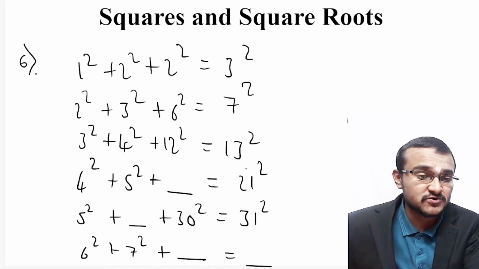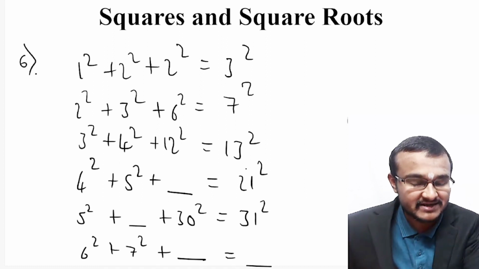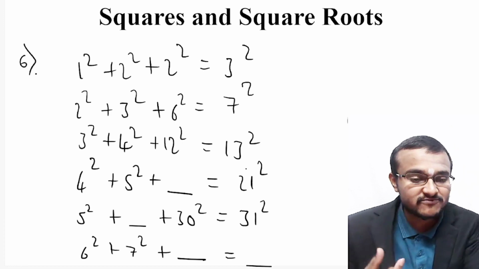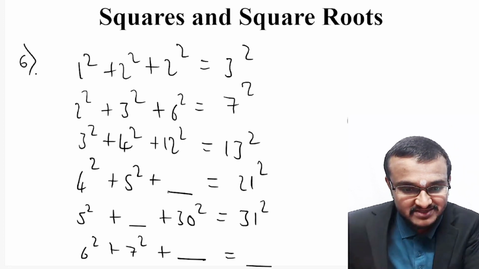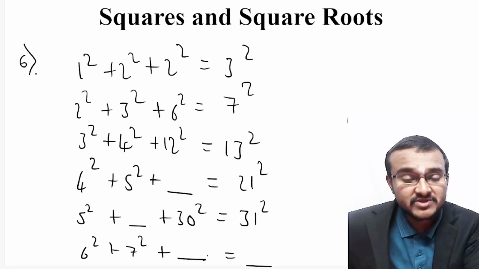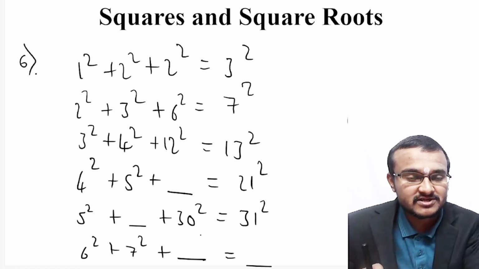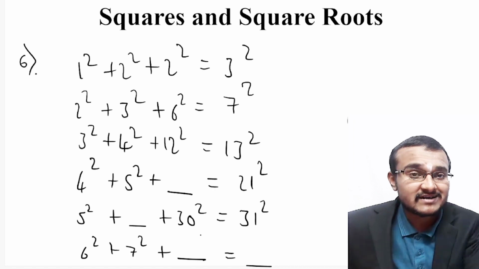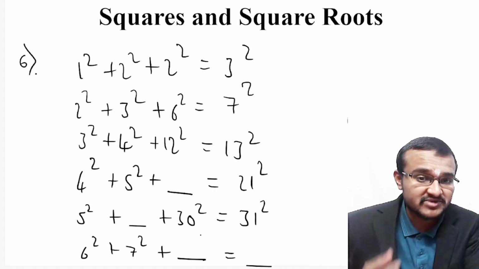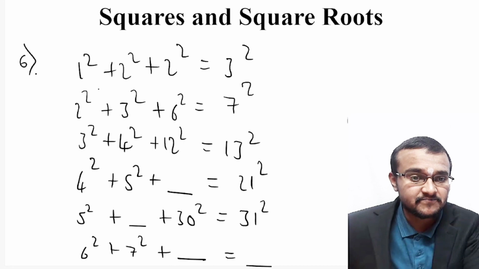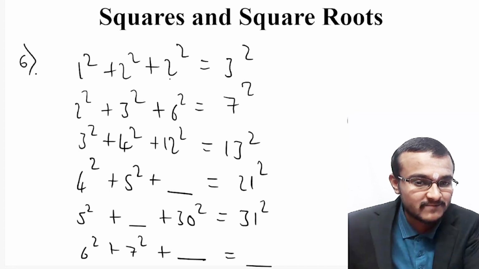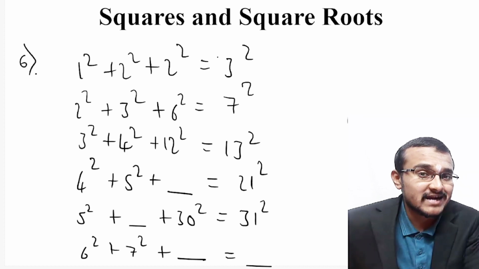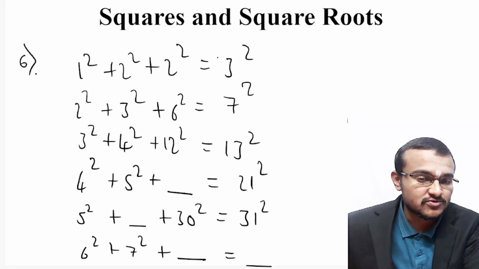So coming to the sixth question, here also they have given a certain pattern, and using the logic behind that pattern, you should find the empty spaces here, like this one, and this one. So you should find out the numbers which are there in that particular position. So let us try to understand the logic behind this particular pattern. You can see here 1 square plus 2 square plus 2 square is equal to 3 square. So how to look at the logic present in this particular question?